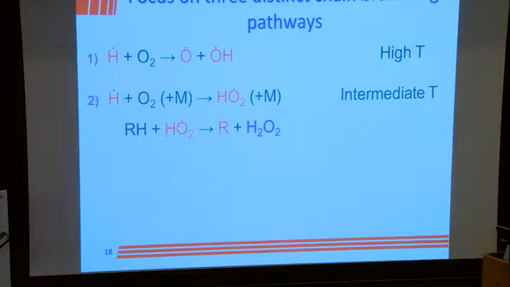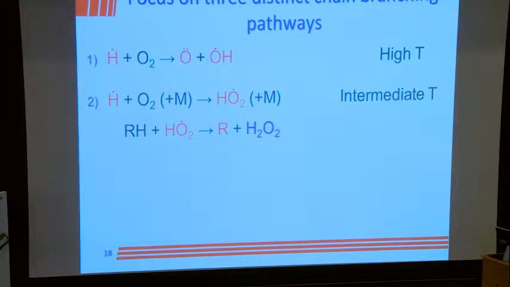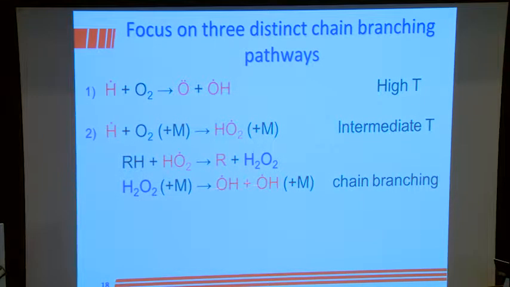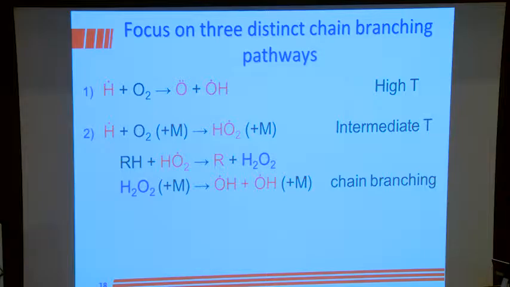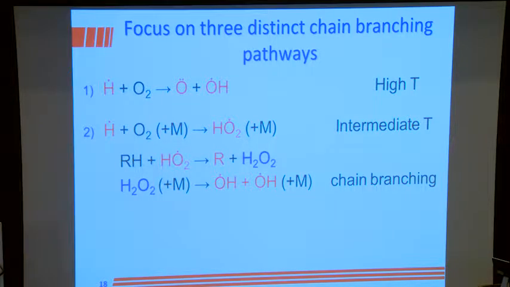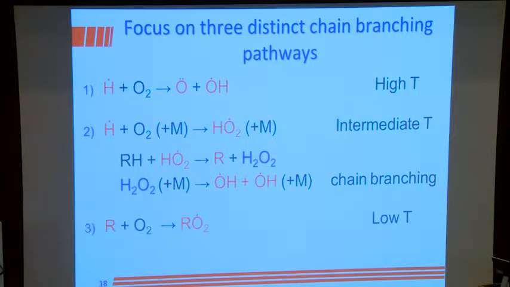And then that hydroperoxy radical can react with a stable species to give a radical plus hydrogen peroxide. And then hydrogen peroxide can decompose to give 2 hydroxy radicals in a chain branching reaction. Okay? So at intermediate temperature, this is the important sequence of reactions that occur. There is another one actually that I'll discuss tomorrow.